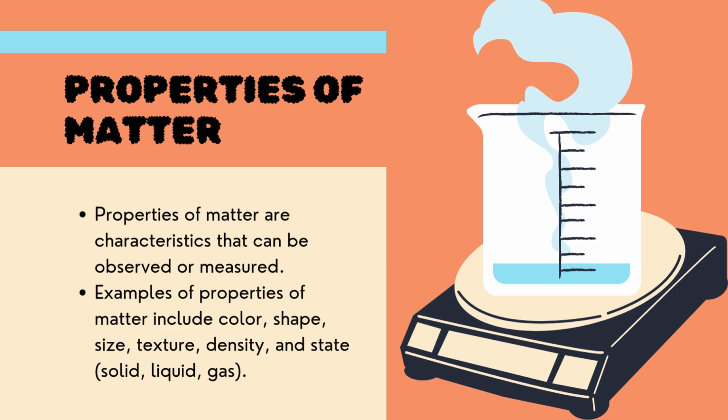Properties of matter are characteristics that can be observed or measured. Examples of properties of matter include color, shape, size, texture, density, and state: solid, liquid, gas.